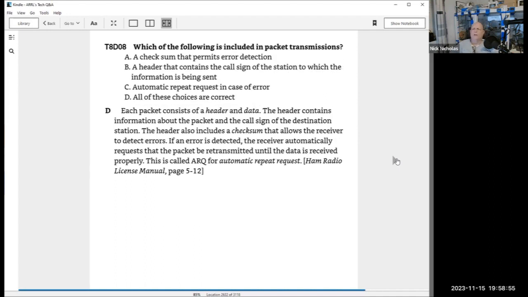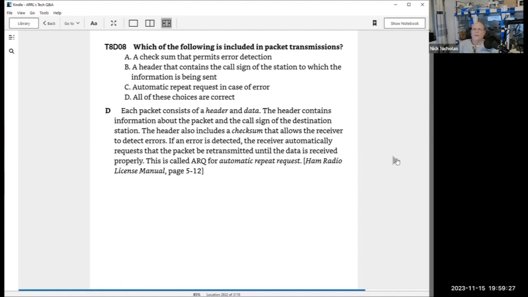Which of the following is included in packet transmissions? Okay, a packet starts with a header. Then there's a main body of information. There's a checksum that gets sent so they can detect errors at the other end, and the other end can send back a repeat request in case there's an error. All of the above are part of packet. That's the way packet works.